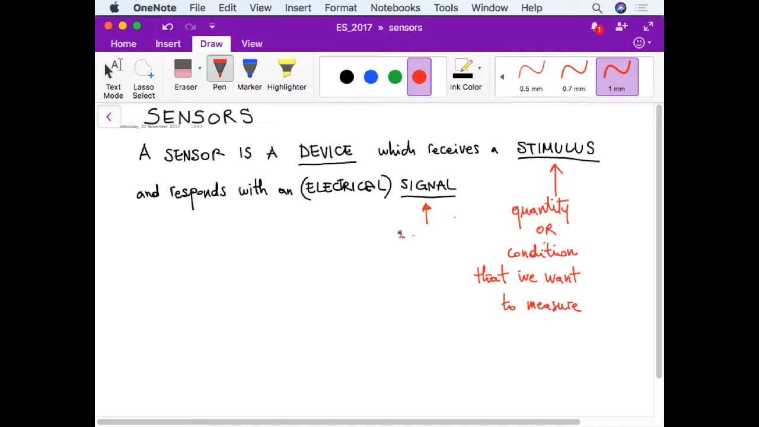And then the signal is, if we talk about electrical signal, basically a quantity which can be a classic electrical quantity. For example, the voltage, or a current, or a charge. Those are the quantities that we typically want to measure.